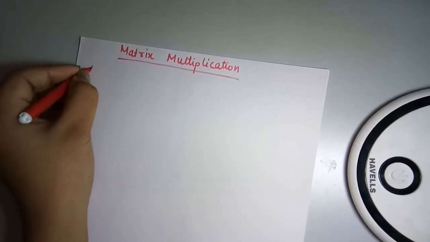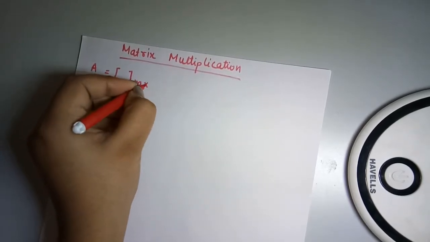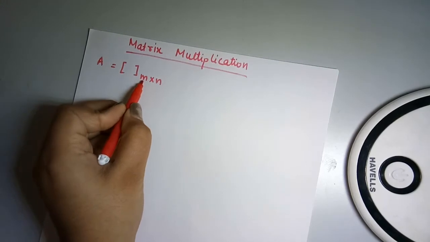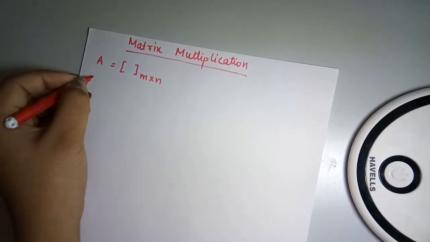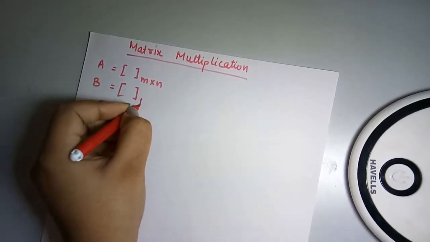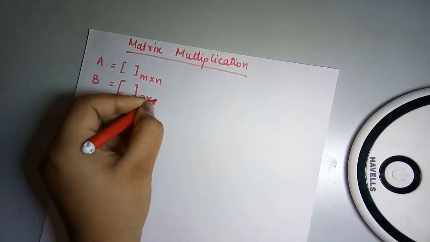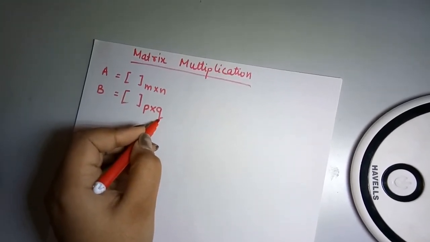Let us assume a matrix A of the order m cross n, which means it has m number of rows and n number of columns. Let us assume another matrix B whose order is p cross q, which means it has p number of rows and q number of columns.